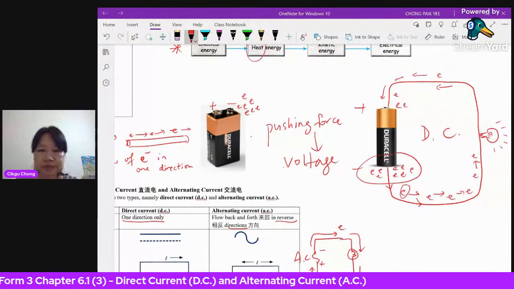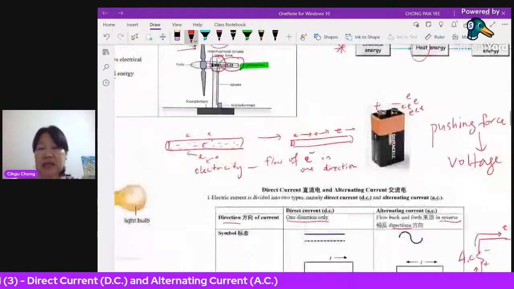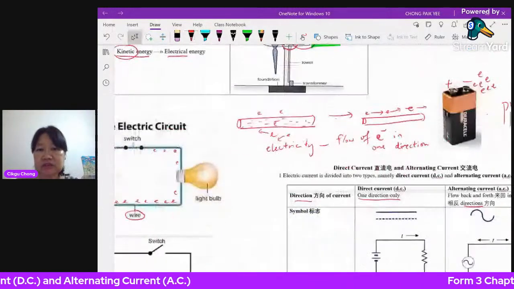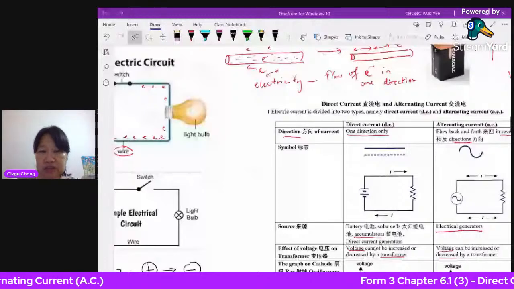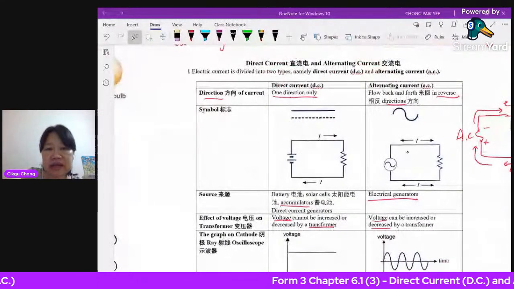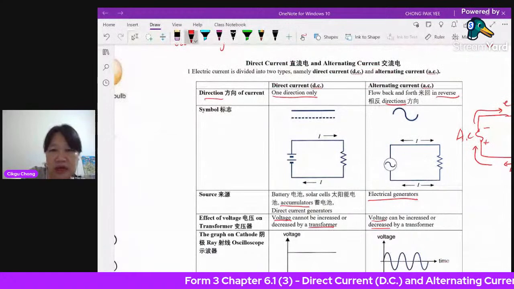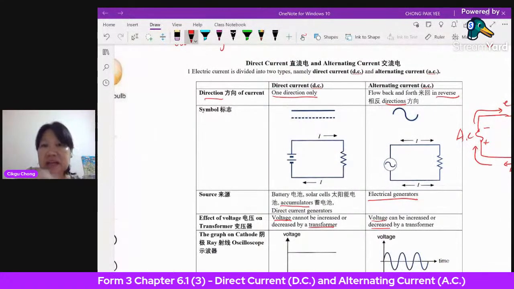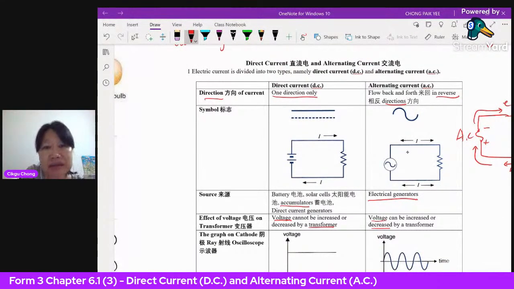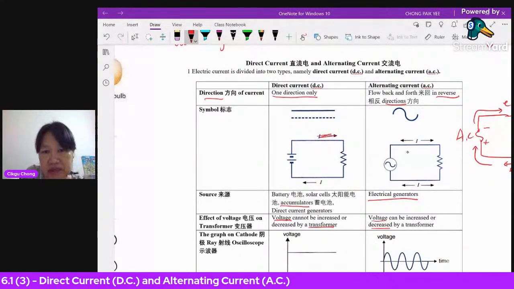Okay, so this is what it means by direct current. The direction of current is only one direction. This is shown in this diagram. I do not want to show I, which means current. We are talking about electrons first; I'll deal with current later.